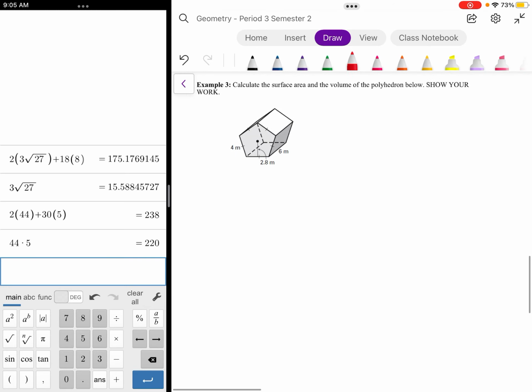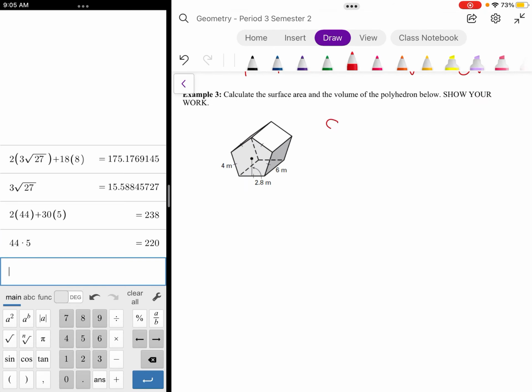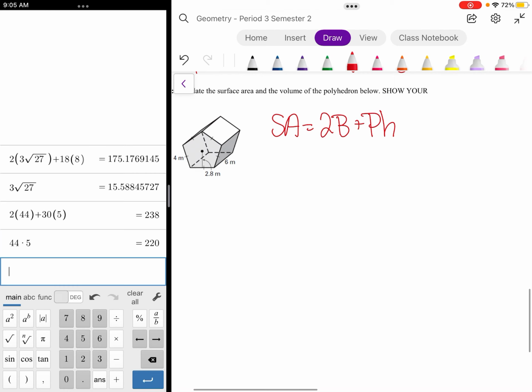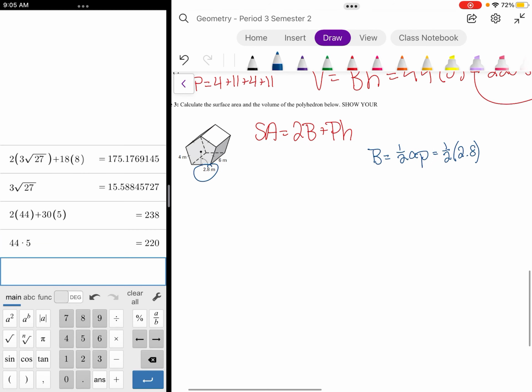All right. Our last one, example 3, this one we are going to calculate the surface area and volume of the polyhedron below. And we're going to show our work. So surface area is 2 times base plus the perimeter times height. So we have to figure out what all of these equal. If we start with the base, it is a regular polygon, and the formula for that is 1/2 a times p. So they gave us our apothem was 2.8, so we're going to do 1/2 2.8 multiplied by the perimeter, and the side length is 4. So to find the perimeter, we're going to take 4 times the number of sides, which is 5. So our perimeter is 20.